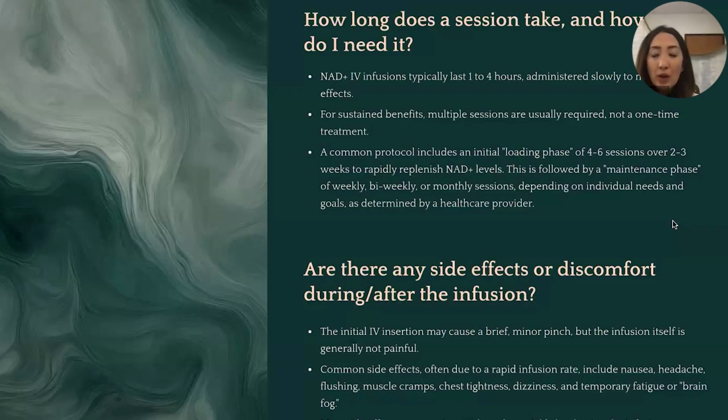So what people usually do, and what is the most beneficial, is having a loading phase where if we've been depleted for whatever reason, whether it's, like I mentioned, from addiction or from some long COVID, so we've been depleted for a while, there's been some stressor on our system that's been taking our NAD from us. A loading phase can be very helpful. So for something like 4 to 6 sessions over 2 to 3 weeks to really rapidly replenish the NAD. And then you follow that with a maintenance phase. So either it's weekly, bi-weekly, or maybe monthly sessions just to maintain the levels of NAD.